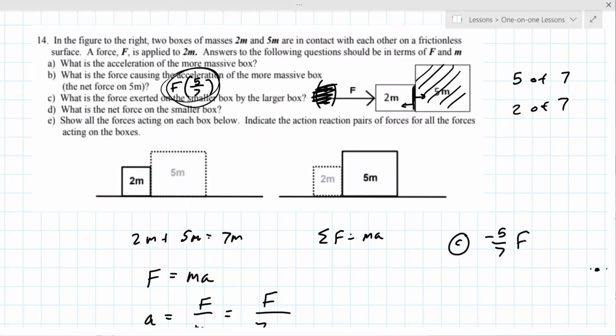What about B though? So the answer is 5/7, right? 5/7 F for B. C is asking for the opposite, like if you just isolated the 5m box. The force on the 5m box is 5/7 F, and on the little box it's 2/7 F. But now when it's asking for the force exerted on the smaller box by the larger box, it's whatever force is causing acceleration of the larger box.